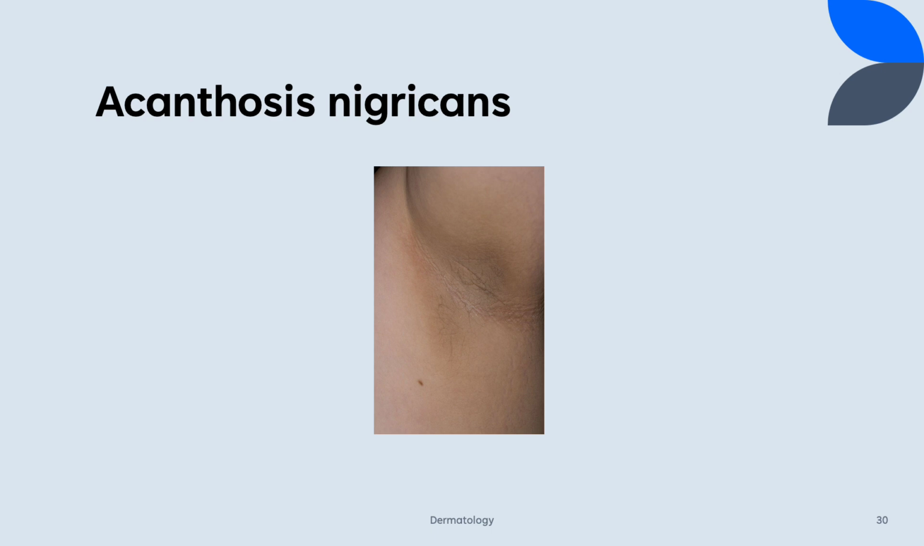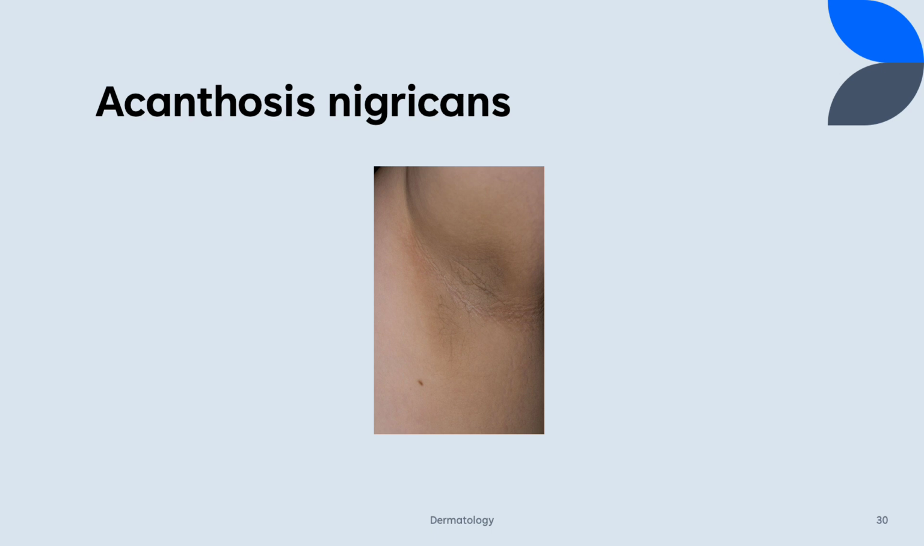Acanthosis nigricans is a skin condition that can indicate underlying health issues. It is characterized by dark, velvety patches of skin, most often found in body folds, which can be a source of concern for those affected. It is commonly associated with insulin resistance, which can occur in conditions like type 2 diabetes and obesity. Hormonal disorders and certain medications may also contribute to its development.